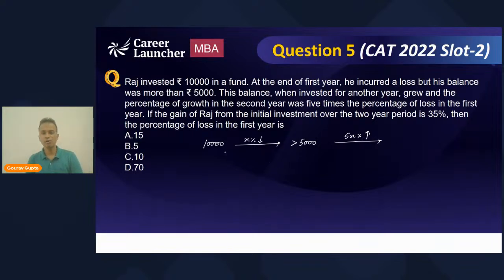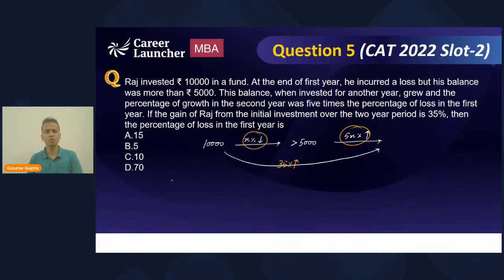Now you are given that in the 2 years combined, there was a net gain of 35 percentage. I can say that the net percentage increase is equal to 35 percentage. In the first year, the money reduced by X percentage. In the second year, it increased by 5x percentage. And the net percentage change given is 35 percentage.